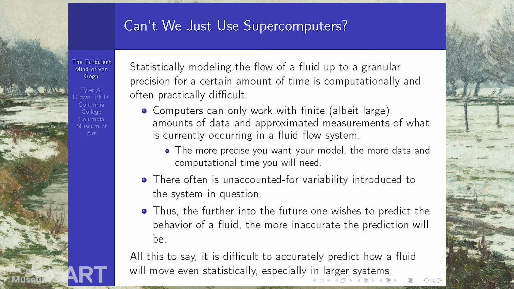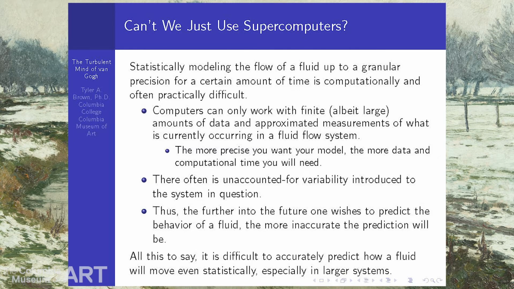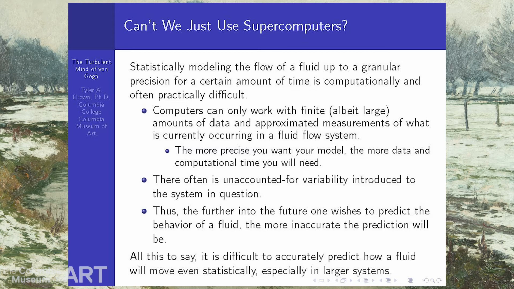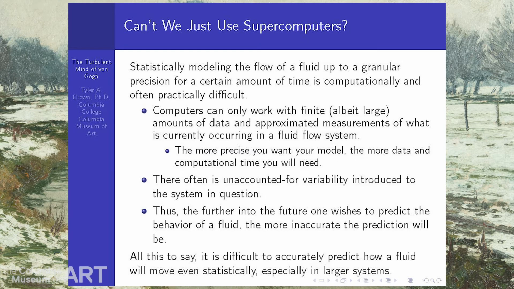Why can't we just use supercomputers to process all the data? Statistically modeling the flow of a fluid up to a granular precision for a certain amount of time is computationally and often practically difficult. Practically because you can't have a weather vane every 5 feet. Computers can only work with finite, albeit large amounts of data, especially supercomputers, and they can only deal with approximated measurements of what is currently occurring in the fluid flow system. So you're not going to get, oh, the wind is moving at exactly 38 knots, because that's not how it works in nature, because you can only measure approximations.